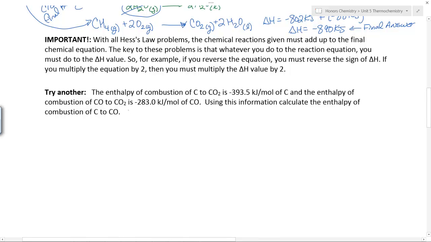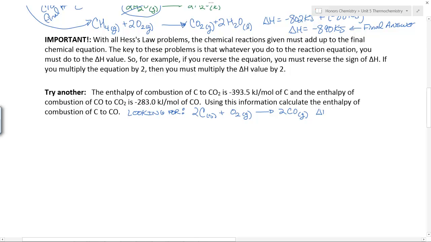So the very first thing we have to do is identify what we are actually looking for. Which one of these reactions is going to be our final one, the one we're trying to add up to? Well, in this case, it's the very last sentence, which says that we want to know if we take carbon and send it through combustion with oxygen to form carbon monoxide. Sorry, I already started balancing that.